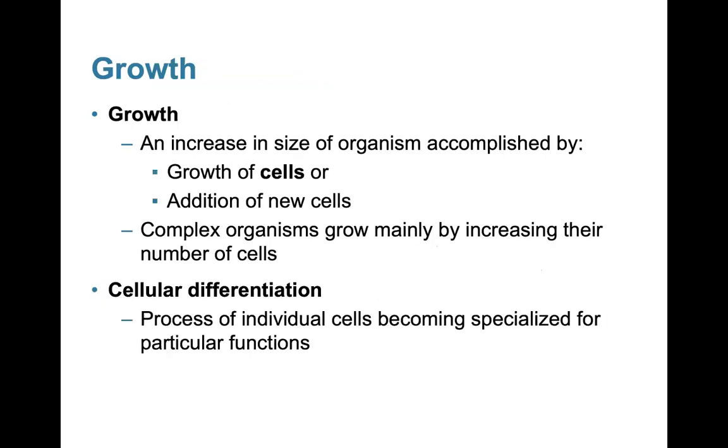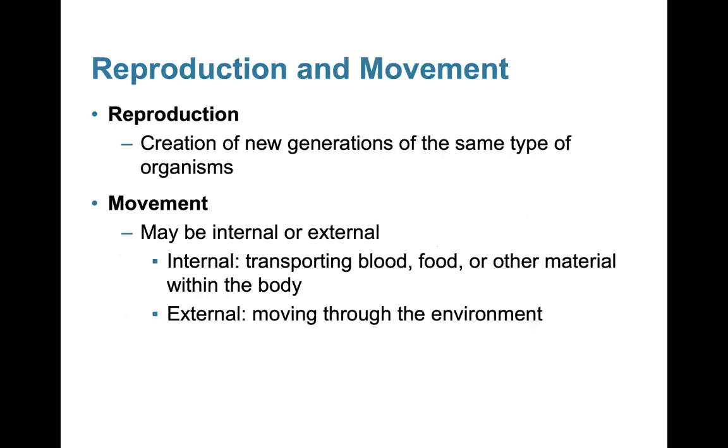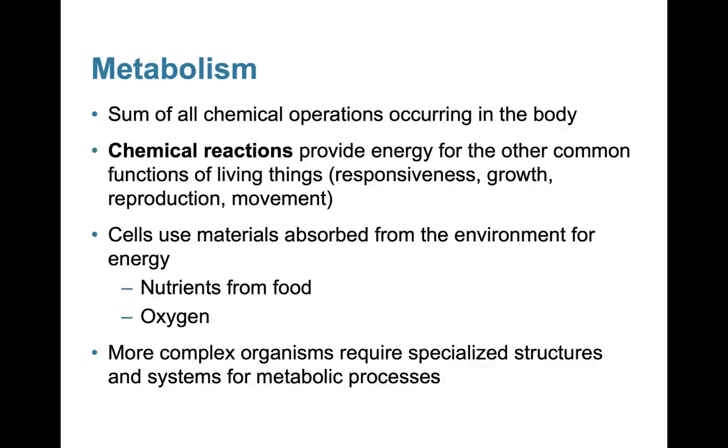Growth, this is an increase in size of the organism, which is accomplished by growth of cells or the addition of new cells. Complex organisms grow mainly by increasing their number of cells. We then have cellular differentiation. This is the process of individual cells becoming specialized for particular functions. Reproduction, this is the creation of new generations of the same type of organisms. Movement, this may be internal or external. An example of internal, another one from what I gave you, transporting blood, food, or other materials within the body. External will be moving throughout the environment.